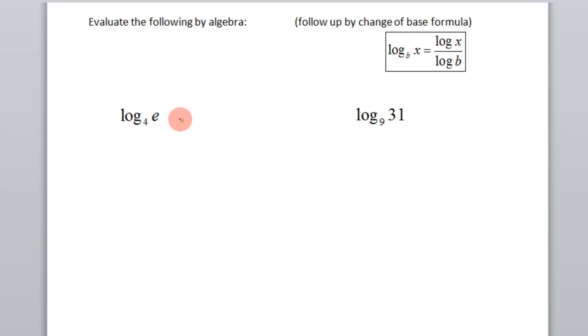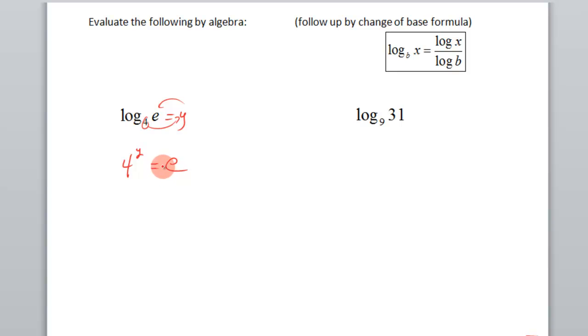Let's try a couple more. I'm going to do these out by algebra and then quickly solve them with a change of base. I like the algebra approach. I'd like you to try the next couple with algebra. So algebra, how do I evaluate this? Set it equal to an unknown, change to exponential, 4 to the y equals e. Now I'm going to take the log of both sides because I got to get this guy down, right?